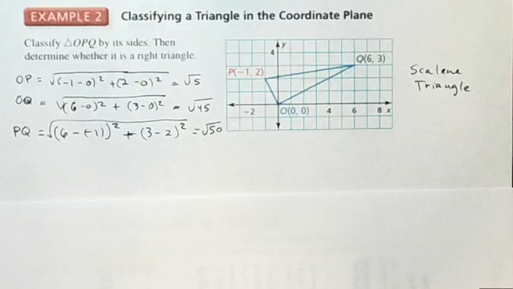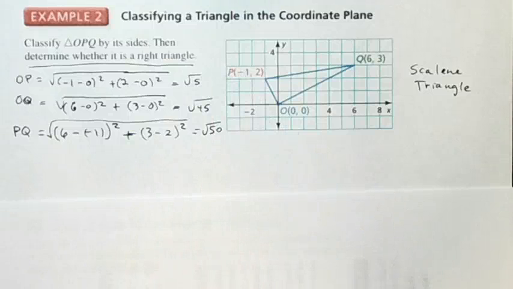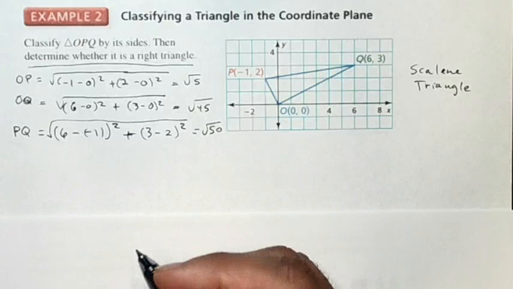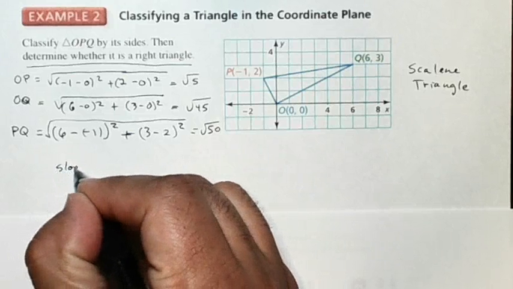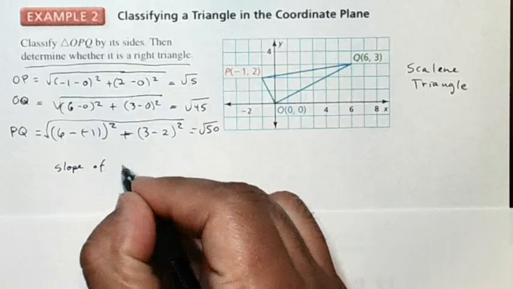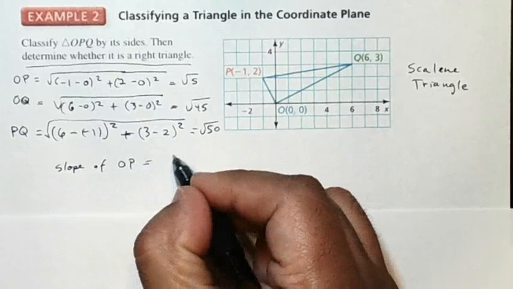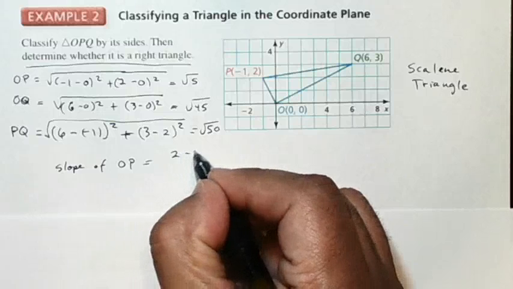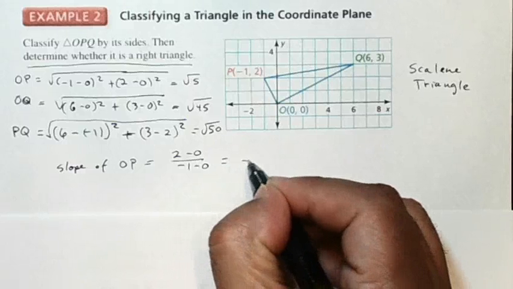Right. And now I got to determine whether it's a right triangle. All right. The way to do that, there's a couple different ways. But what we're going to do is go back to something we've done in the past. We're going to look at slope. So I want to find the slope of OP. And remember that that's rise over run. So it's going to be 2 minus 0 over negative 1 minus 0, which comes out to be negative 2.